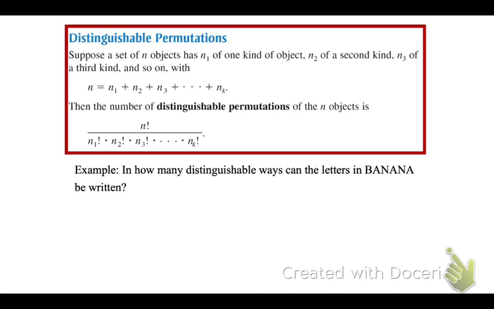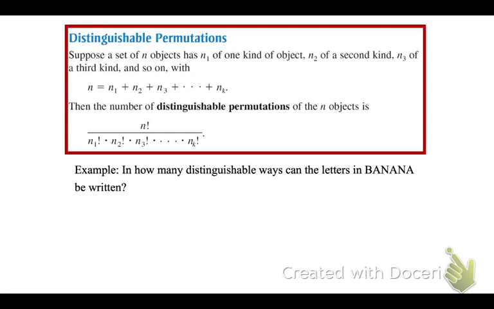Okay, distinguishable. Distinguishable means I can tell them apart. Do not write that formula because it's going to confuse you. Write the word distinguishable permutations, and then you're going to put this example, and then you can write on the example. So a distinguishable permutation means non-repetitive. That would be distinguishable, correct?